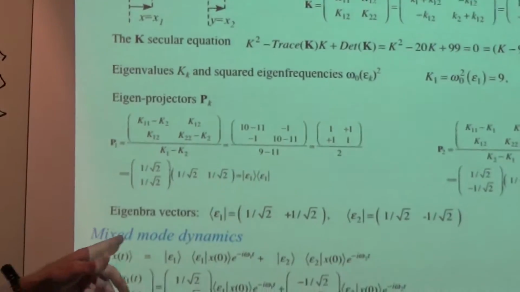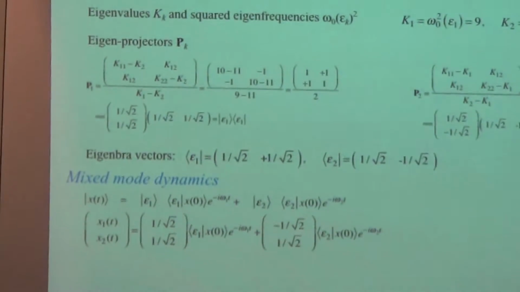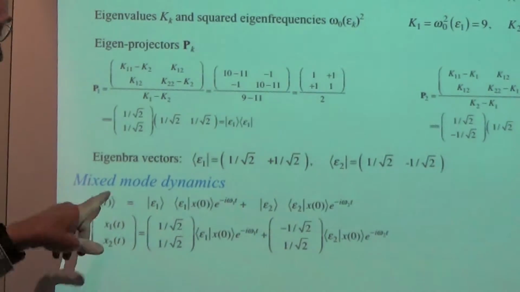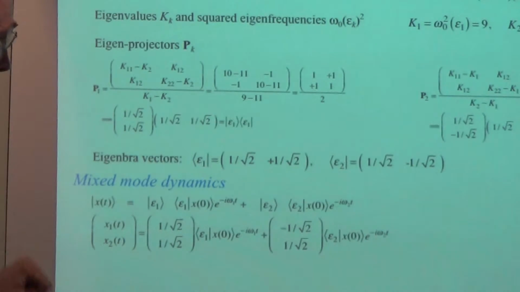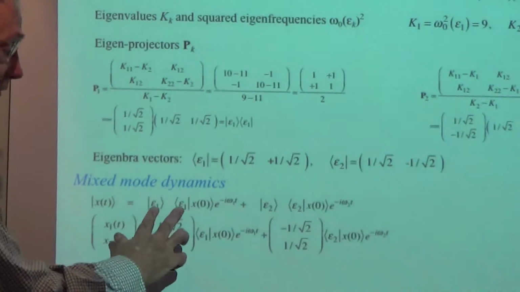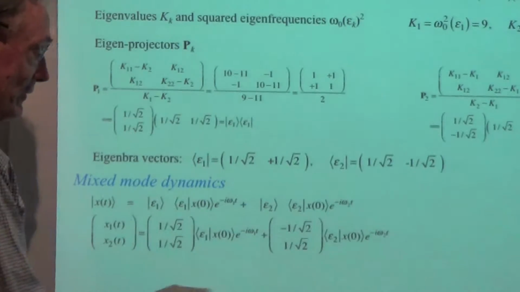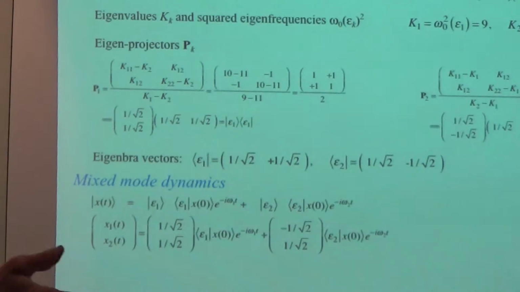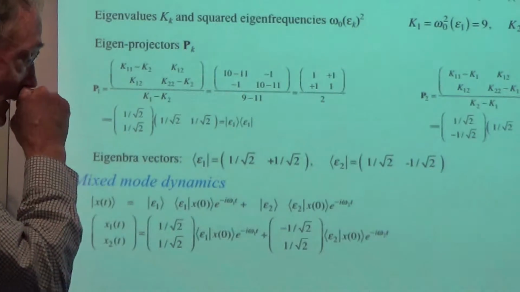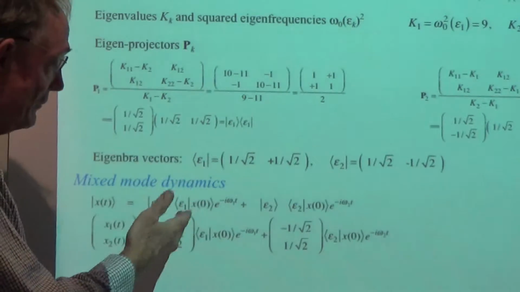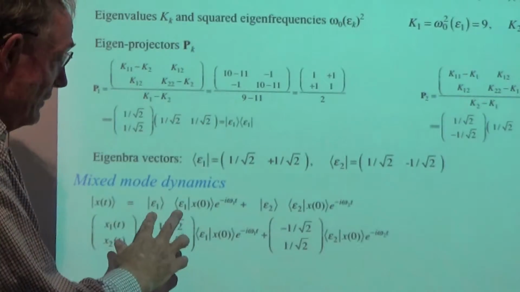So, what's the mixed mode dynamics that's associated with this? This is the most general state here. Okay, the general state will be a sum of these. This is basically just expanding the evolution operator for this system, an exponential of the Hamiltonian matrix, or I should say the spring matrix.